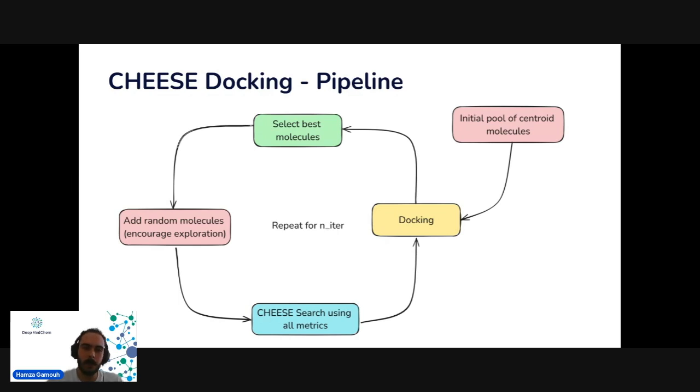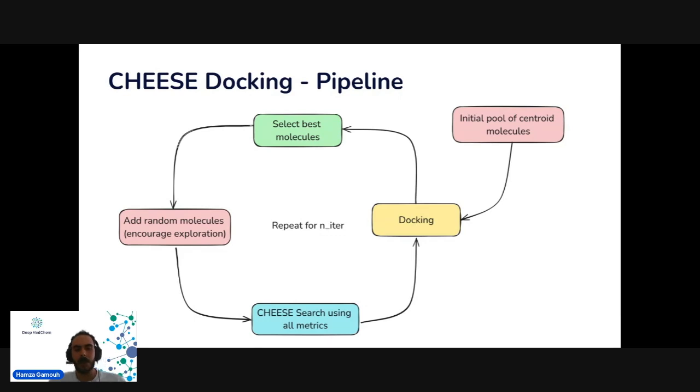So all of these molecules are redocked again, and the process is repeated over and over again for a number of iterations. I can also see another question. What does random strategy exactly mean in this context? From Mahdis.